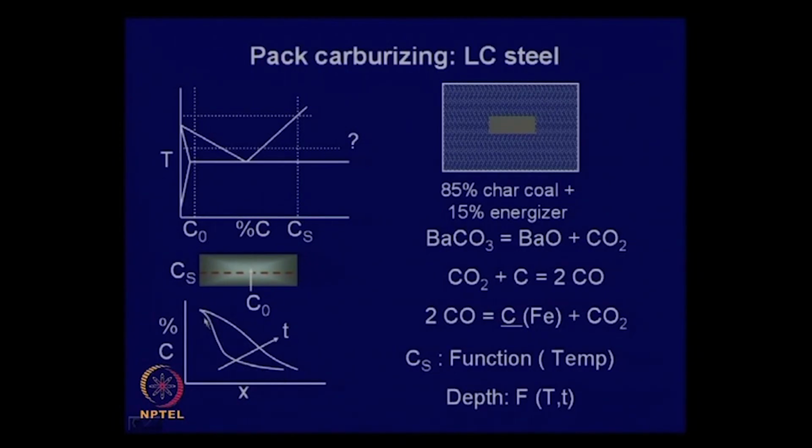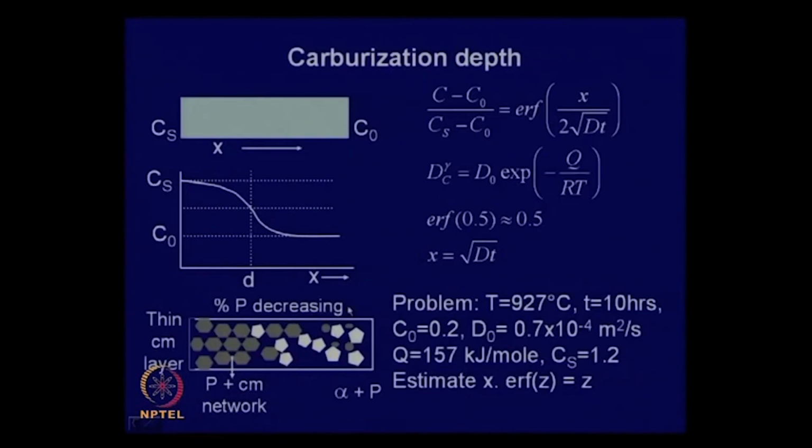So, you will have this kind of a plot, and if you hold it for a longer time at the same temperature, the carbon content at the surface will remain the same, but the depth of hardening, the depth to which the carbon concentration increases, will increase. Like here this is the depth, whereas here this is the depth. We learnt about diffusivity, the process, and how to calculate this depth of carburization, and in the next slide we illustrate that.